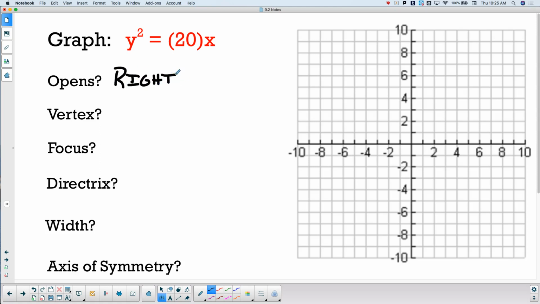Hannah, where is the vertex? It is at 0, 0, because there's nothing attached behind the y, nothing behind the x. There's stuff in front, but vertexes I look behind. So that's 0, 0. So we put a dot right at the origin. Since it's opening right, I can put my V on that side.